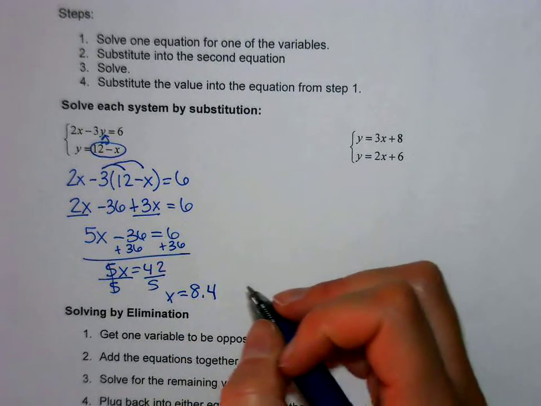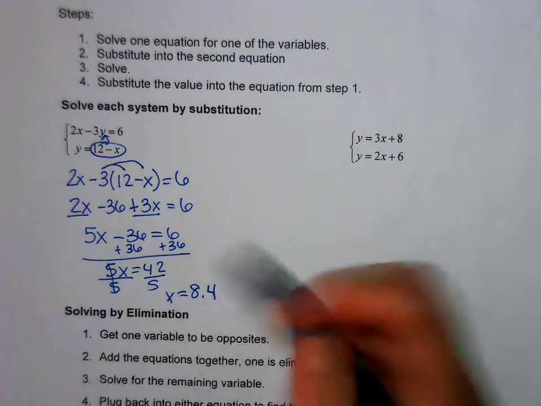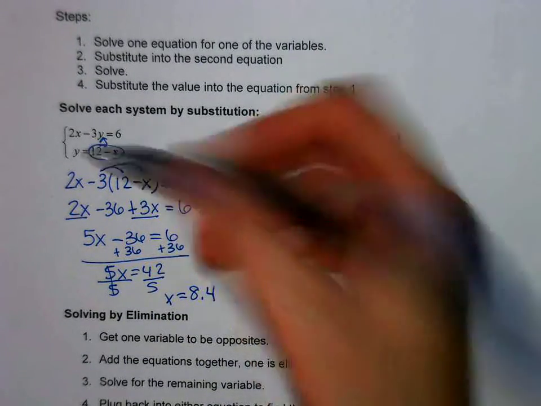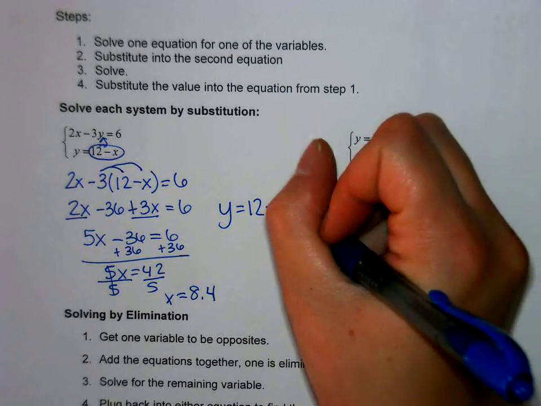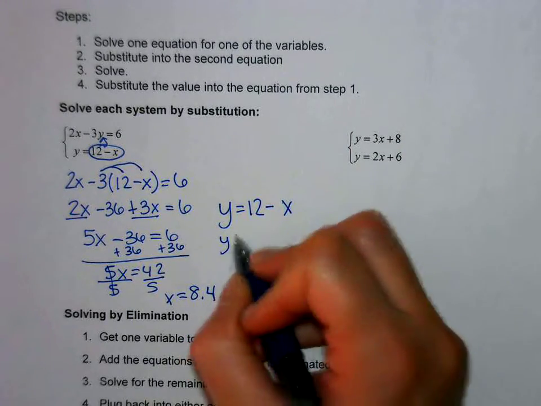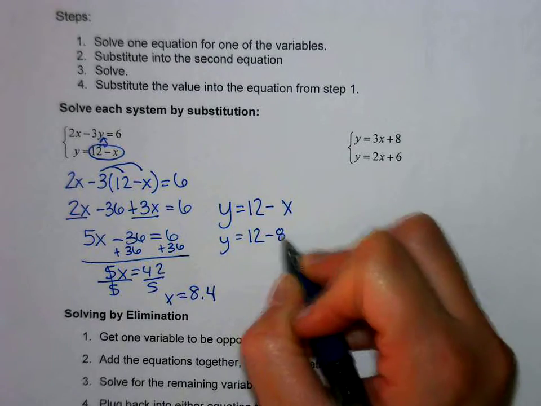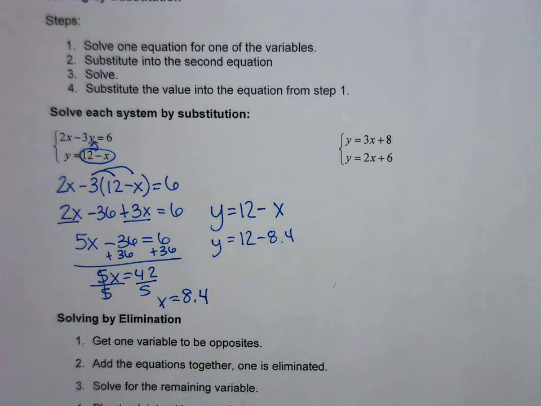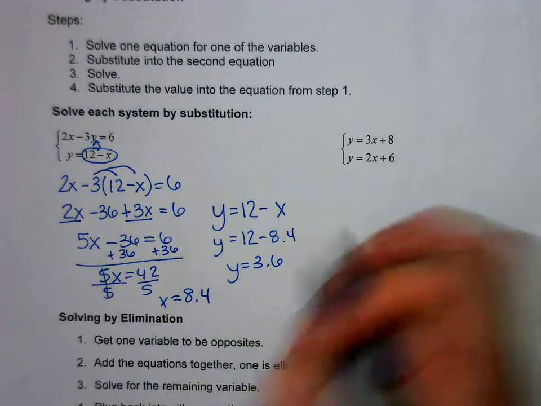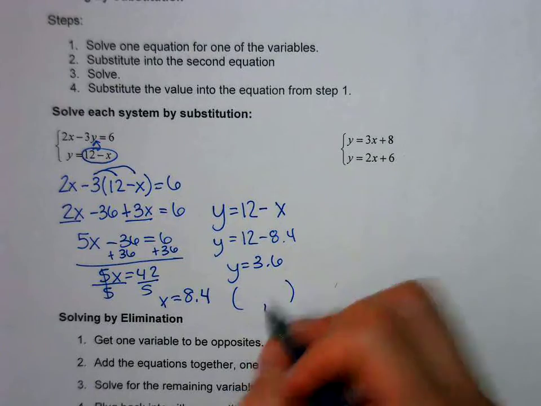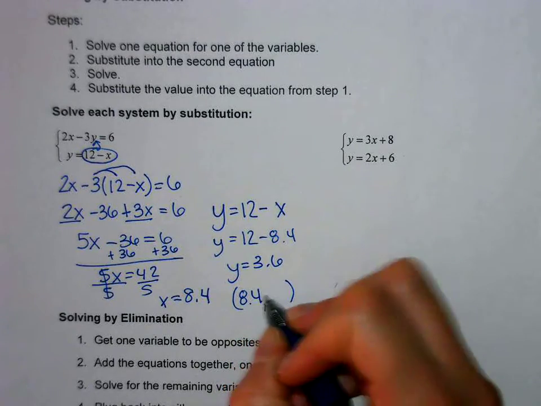But in order to solve this, we also have to solve for y. So if I take my first equation, y equals 12 minus x, but I know what my x is now, so I can do 12 minus 8.4. When we have 12 minus 8.4, y equals 3 6/10. So our final solution is x is 8 4/10, and y is 3 6/10.